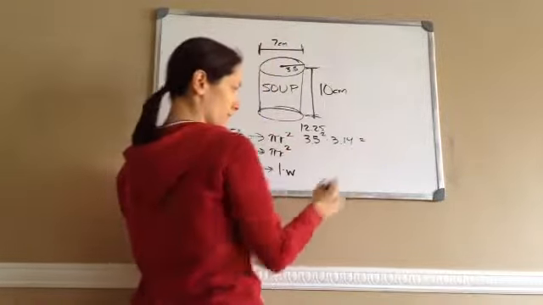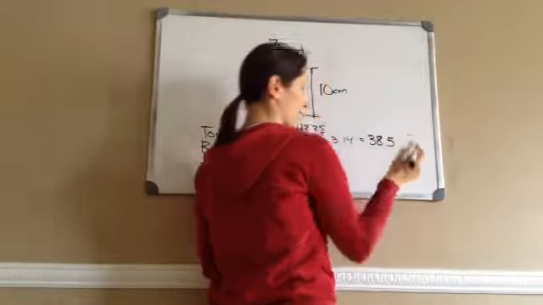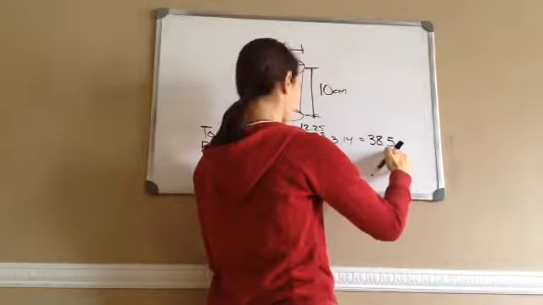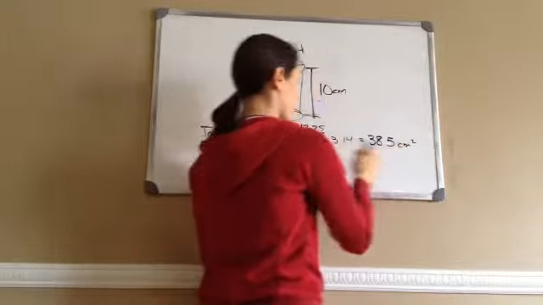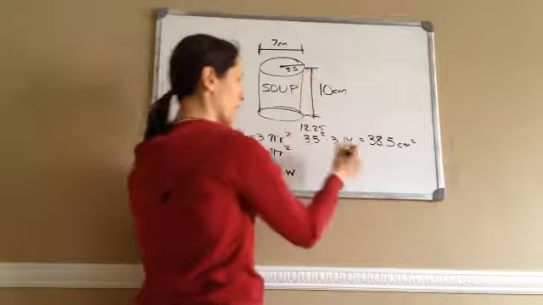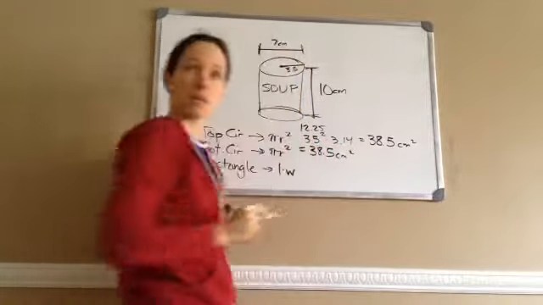And that's 38.465. Okay, so I'll just put 38.5, just as a rounding. So 38.5, and this is in centimeters squared. So if that's the top, is the bottom going to be the same? Yes. So this one equals 38.5 centimeters squared as well.